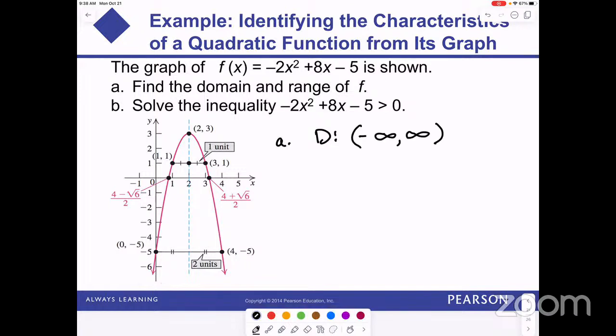The range is going to be the very bottom to the very top. How far down does this graph go versus how far up does the graph go? The very bottom in this case would be negative infinity. The very top, it goes up to a y value of 3. Infinity always gets a parentheses. We actually reached 3, so we're going to use a square bracket there.